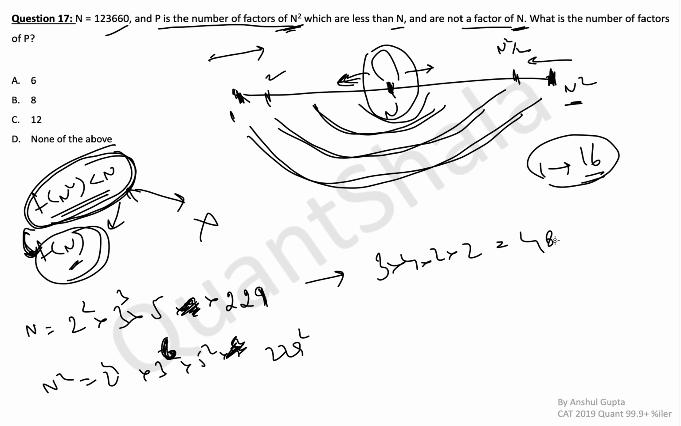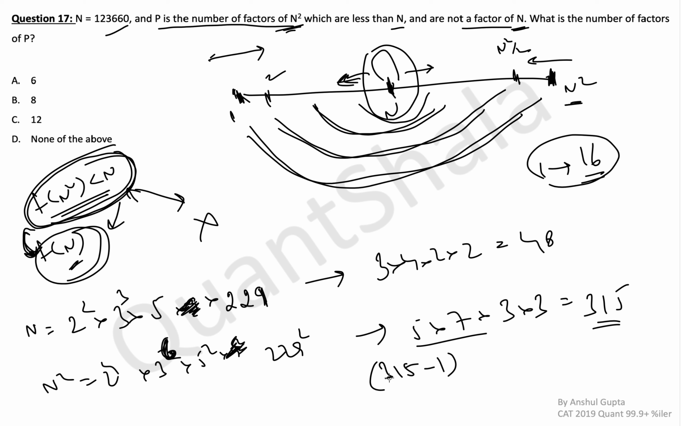And for this one it is 5 into 7 into 3 into 3, which comes out as 35 into 9, 315. Okay. Now how many factors of n square are less than n? Subtract 1, so 315 minus 1. These are all the pairs that you can see here. Divide by 2 to get the left hand side of all those pairs. So that means on the left side there are 157 numbers which are factors of n square. That is all we know till now.